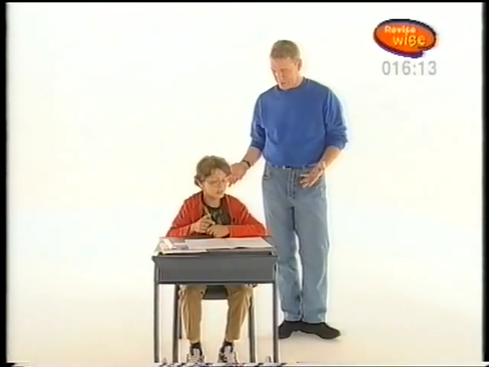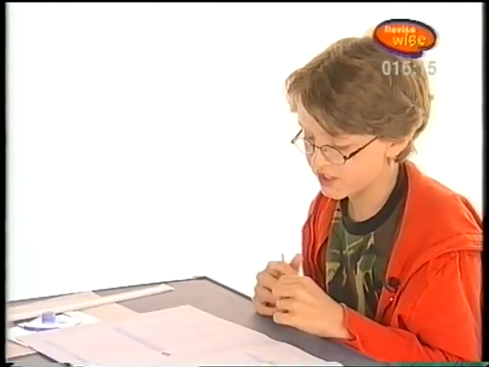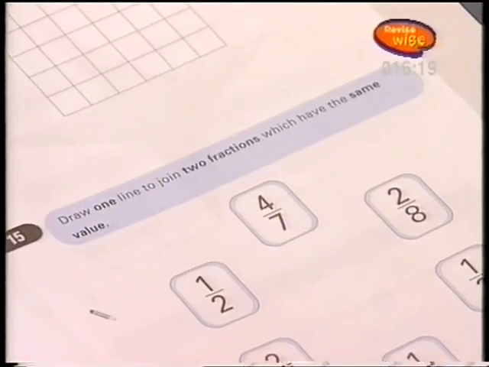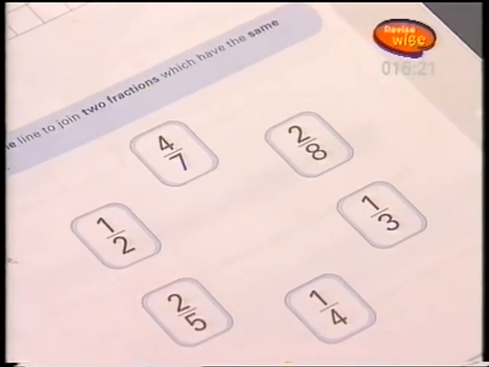So, what's the problem? I'm a bit stuck on this question. Well, let's hear it then. Draw one line to join two fractions which have the same value. Fractions are something we can all have trouble with. So what does our maths team have to say about them?